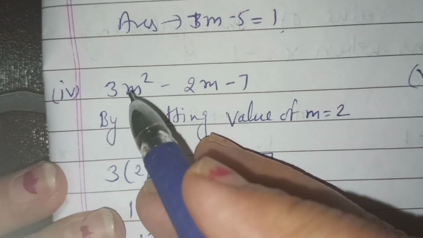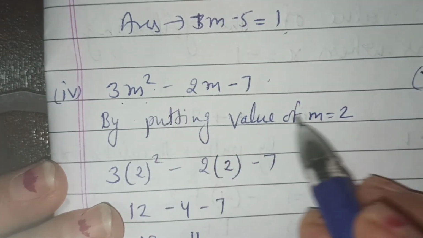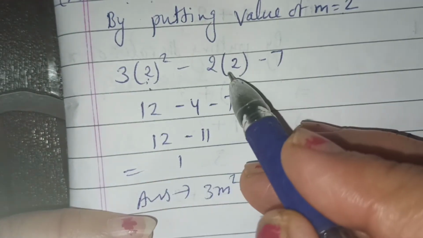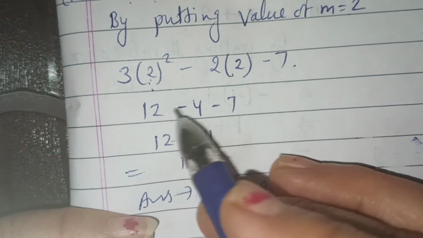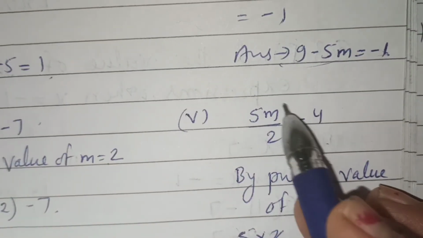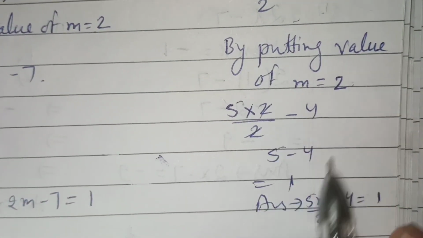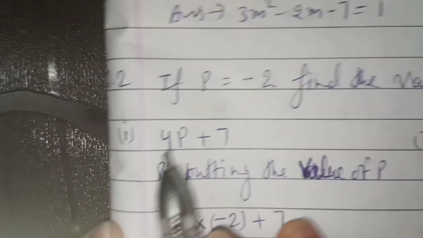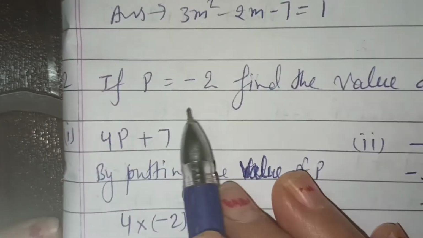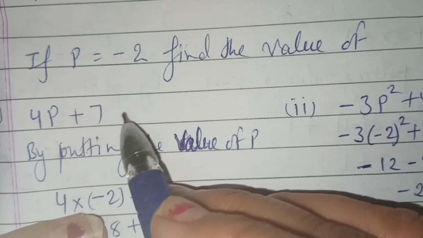Now take this expression. Here 3m square minus 2m minus 7. Here we will put the value of m equal to 2 in place of m. 2 square, here 2, and do the calculation, you get 1 here. Here also again put the value of m as 2. Here 2 cancelled out, 5 minus 4 is 1. Here in the second question, if p is equal to minus 2, find the value of this expression 4p plus 7.